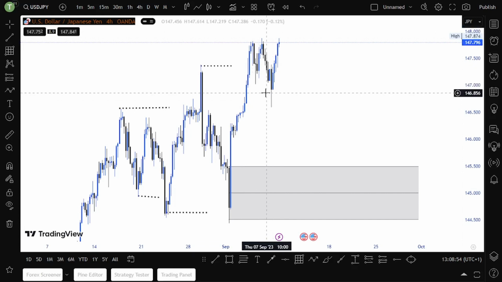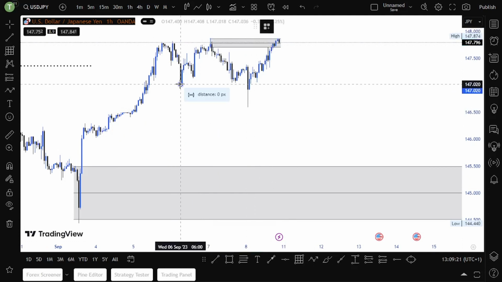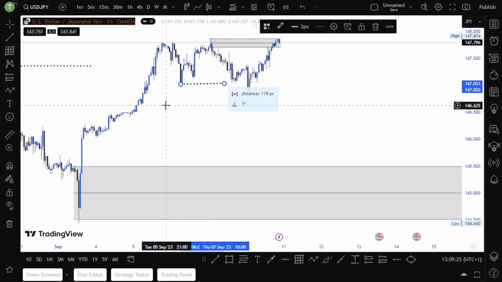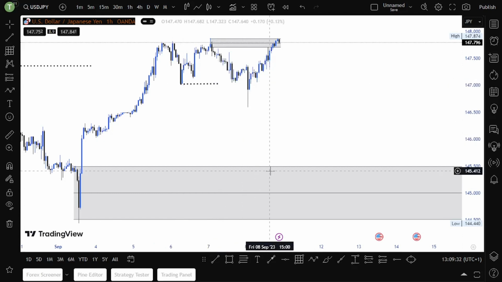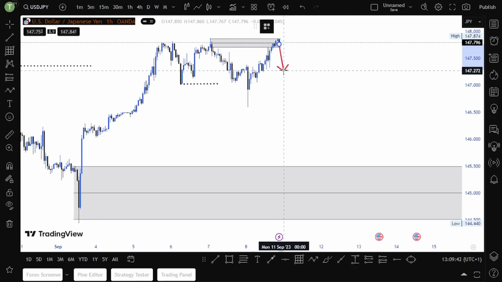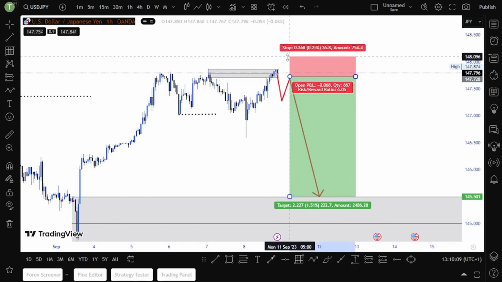So I would rather wait, maybe go on H1. On H1, price is currently at a supply zone. And this is our break of structure to the downside. This is our change of character to the downside, because this is where our confirmed change of character is. So if I would get something like this, and then a pullback, then I would sell the USD JPY, guys.